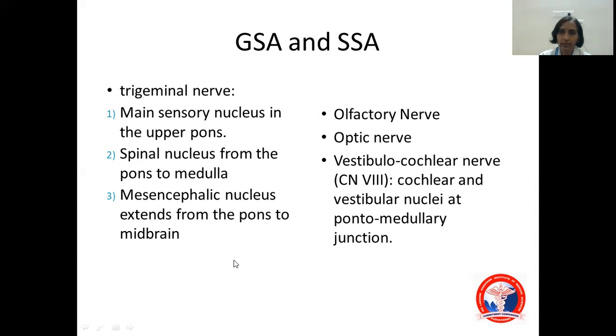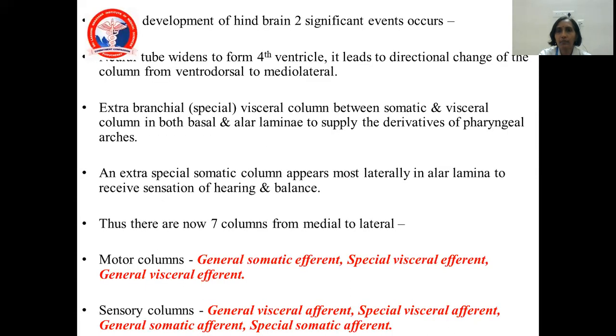In case of the 8th cranial nerve, that is the vestibulocochlear nerve, the cochlear and vestibular nuclei receive fibers and are located at the pontomedullary junction. The sensory fibers are reaching these nuclei from the vestibule and the cochlea of the inner ear. During the development of the hindbrain, two significant events are occurring, and this is widening of the fourth ventricle, which has given rise to this mediolateral arrangement.